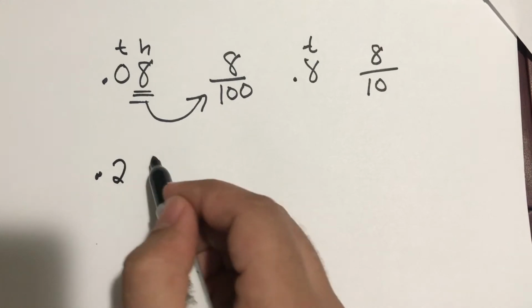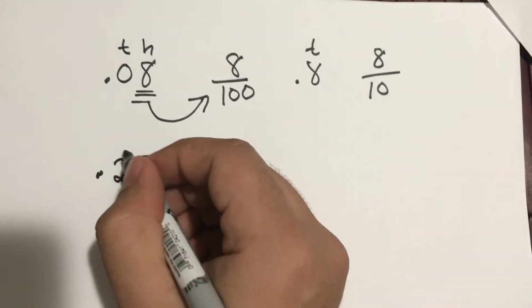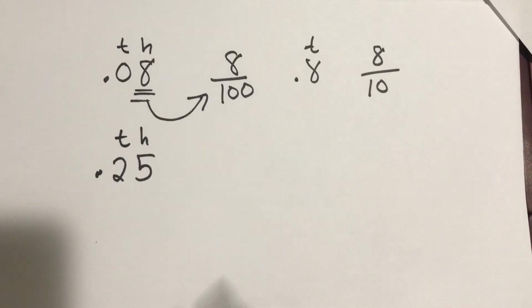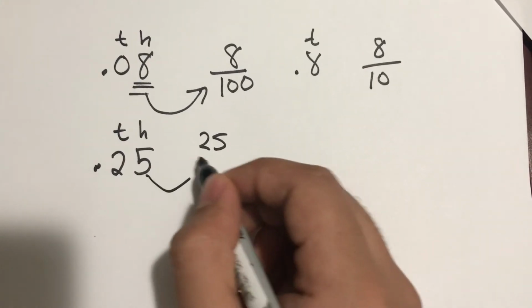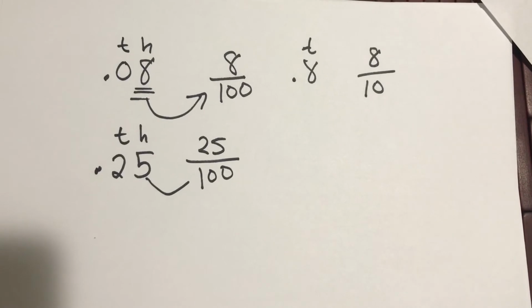What happened if we had 25 hundredths? How do we write that as a fraction? Well, again, our number goes to the hundredths place value. So that would be 25 out of, what's our place value? 100. So 25 out of 100.